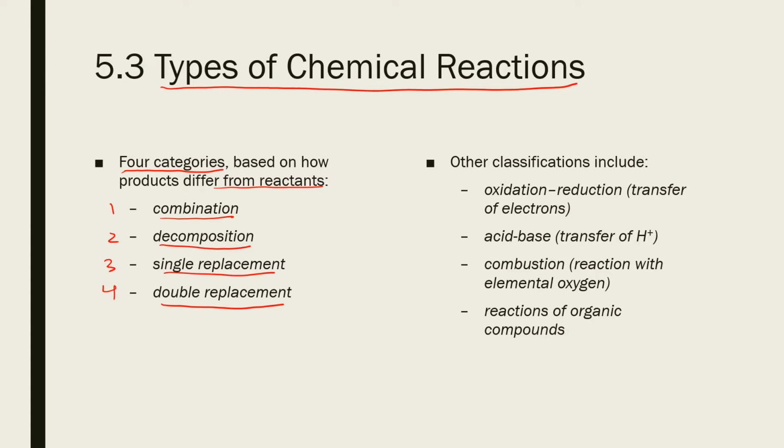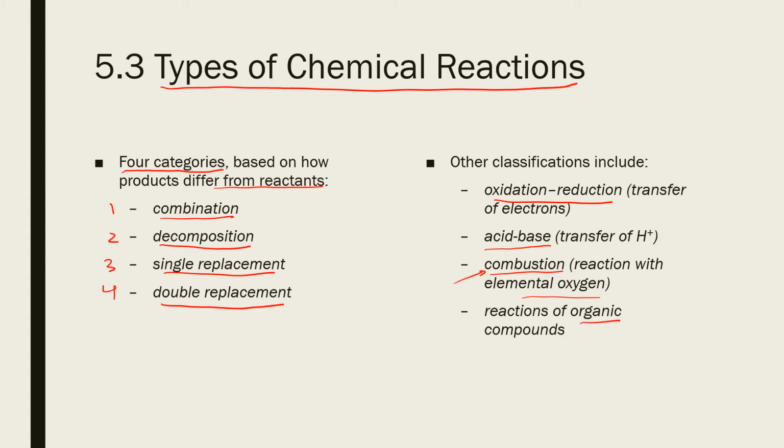Reactions are also classified by important characteristics, such as whether electrons are transferred between the reactants. This is a type of reaction known as an oxidation-reduction reaction. They may also be classified as acid-base reactions or combustion reactions. In combustion reactions, reactants react with elemental oxygen, and this kind of reaction involves combustion, or in other words, fire. Another classification is organic reactions.